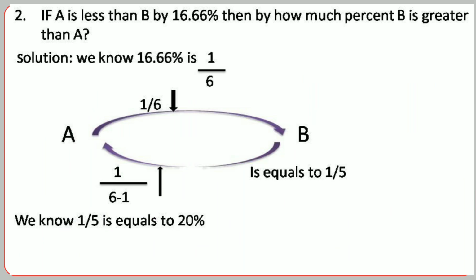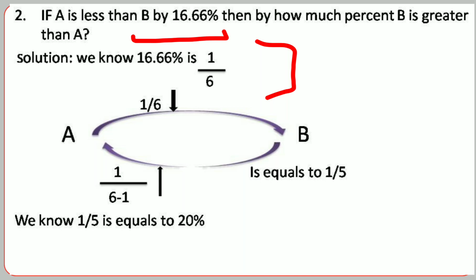And to cross verify this question: if A is less than B by 66%, then by how much percent is B greater than A? See, if you follow the traditional method, it will take around 2 minutes to solve, and by using this method it hardly takes 20 to 30 seconds, right?